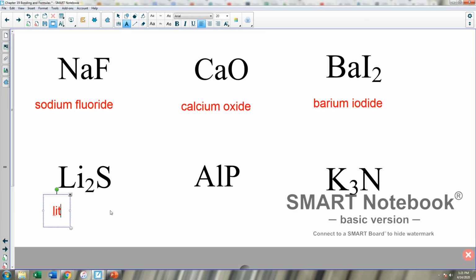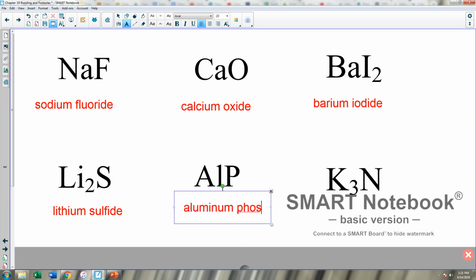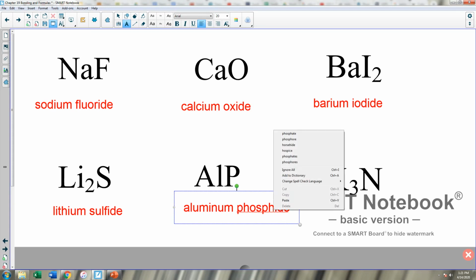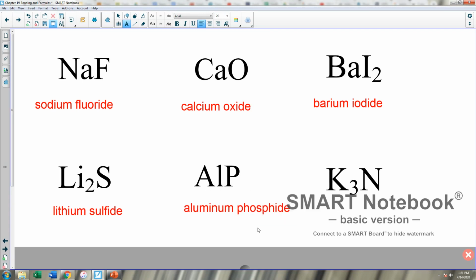This would be lithium, which is Li, and then sulfur would go to sulfide. This is aluminum and phosphorus, so I'm going to call it aluminum phosphide. I'm not going to call it phosphoride, I'm going to say phosphide. That tells me that's not spelled correctly, but that is spelled correctly. And then this last one would be K, which is potassium, and then this would be nitride.